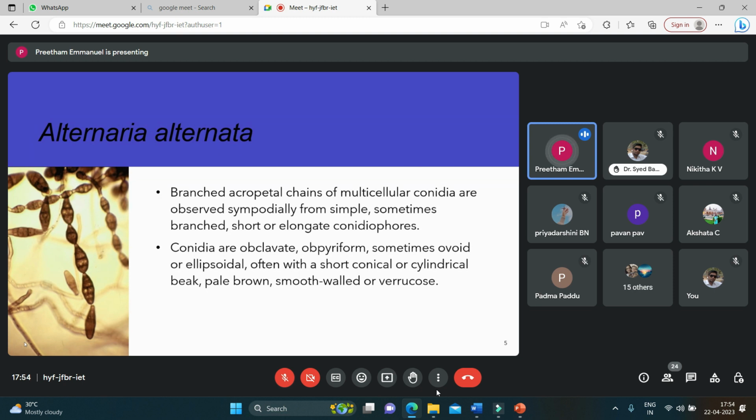Conidia are obclavate, which means a thick base, obpyriform, which has an inverted pear shape, sometimes ovoid or ellipsoidal, often with a short conical or cylindrical beak, pale brown, smooth walled or varicose. It has a smooth wall and varicose, which means the transparent linings of the cell.